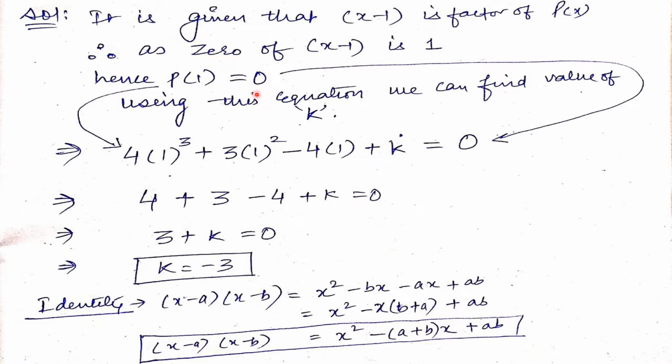So let's use this equation. We will put 1 in the place of x. So 4 bracket 1 cube plus 3 bracket 1 square minus 4 bracket 1 plus k. This k we need to find and it is equal to 0. Now if you see the equation, the only variable we have is k, so it is easy for us to find now. We just need to isolate k on one side and take all the constants to the other side. We have solved like this and finally we have got the answer as k equal to minus 3.